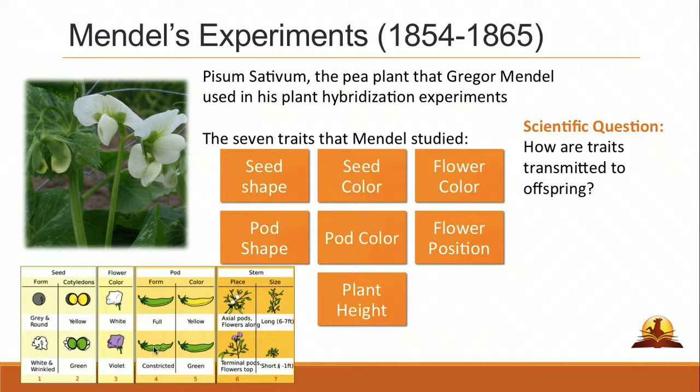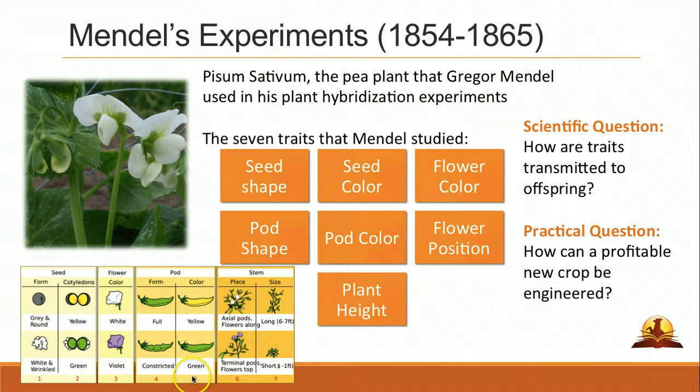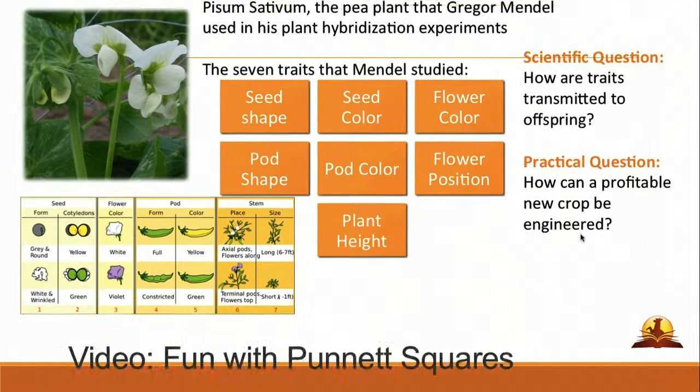His scientific question, when he was doing the scientific method, was trying to figure out how traits are transmitted to offspring. But in actuality, what he was really doing was trying to make a new crop that was profitable. He wanted to make money off of this. So scientifically, he wants to prove how smart he is and figure out how traits are transmitted. But practically, he was trying to see how he could make the right crop 100% of the time.